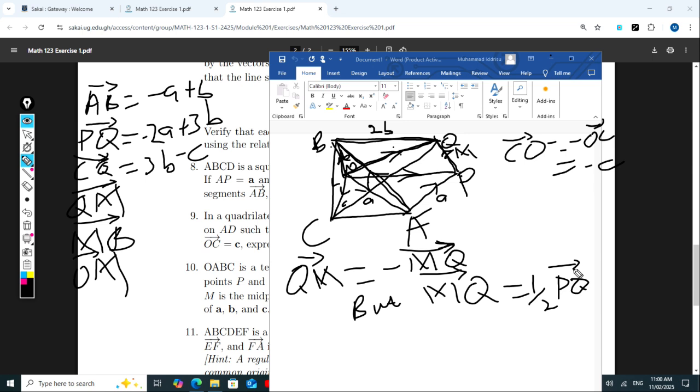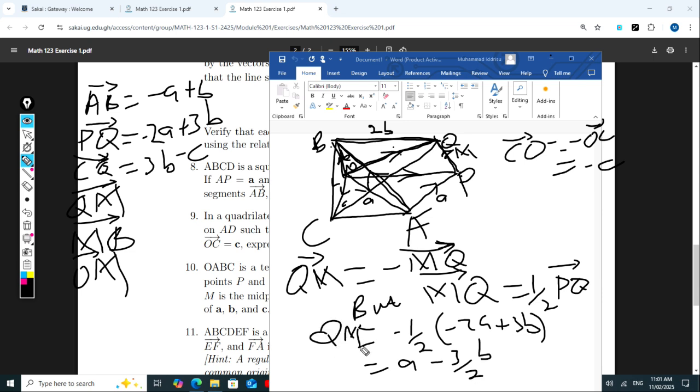So QM will now be negative half the vector PQ, which is minus 2a plus 3b. So this will give us what? Negative half times negative 2a will be positive a, minus 3 over 2b, and this is our vector QM. So QM is a minus 3 on 2b.